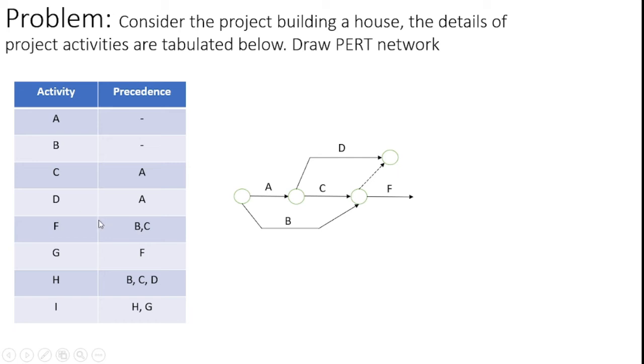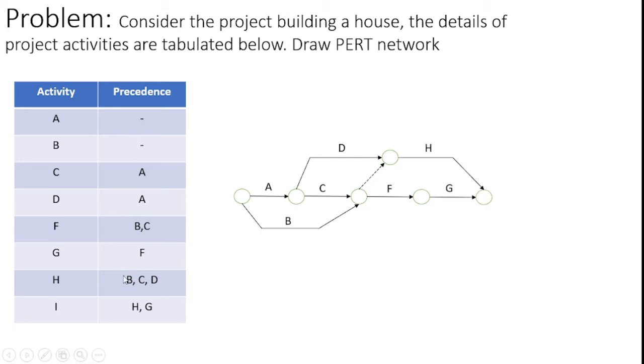Then the F. After completing B and C, the F is started. Here F is the activity, and B, C are the precedence of F. So I can start the F after completing B and C, and then G. I can represent the G activity after F completion. Likewise, I can draw.